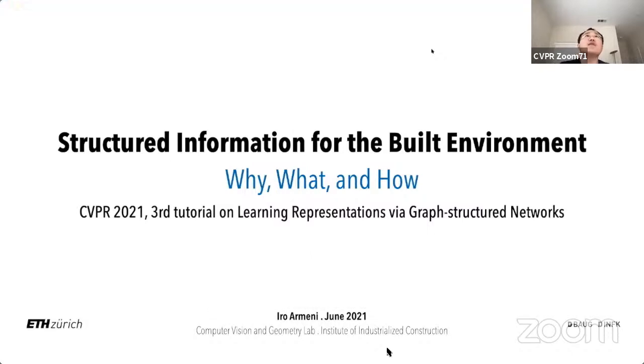Hello, everyone. In this tutorial, we want to see how to use graph-structured networks for learning purposes. But before we even look at these networks and how we can learn with them, we need to see how we can represent semantic information in a way that we can perform these learning purposes. And this is what I want to talk about today, how to structure the semantic information for graph learning purposes. But before I even go into that, I want to give you a little bit of motivation that comes from a very practical application.